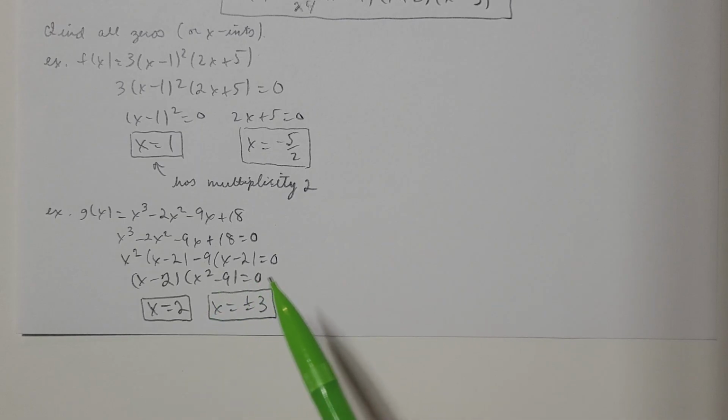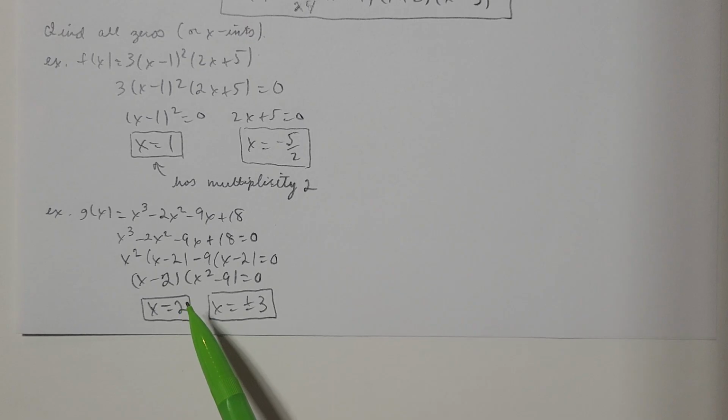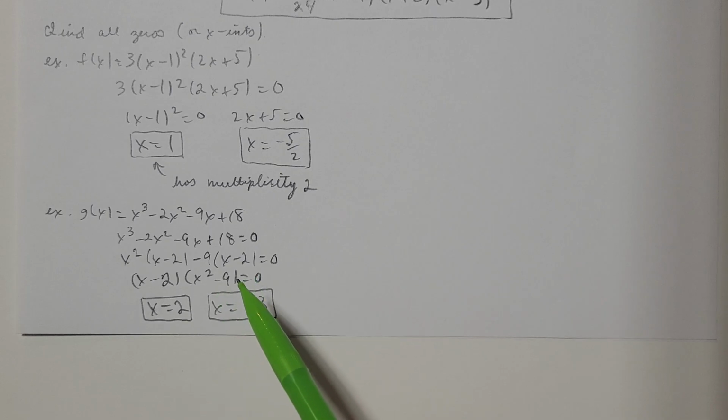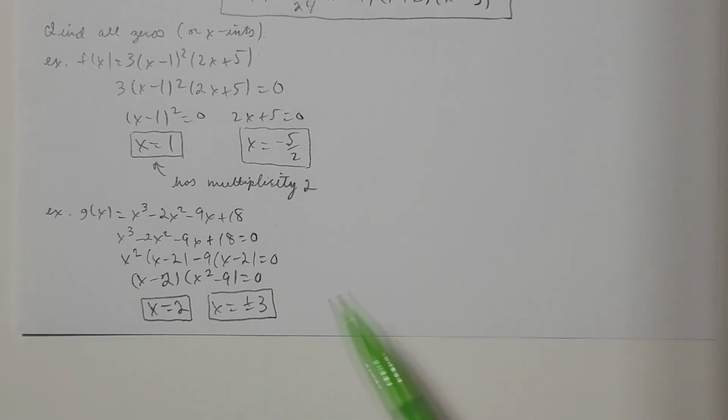Okay, when I set each of those equal to 0, x is 2, or x squared equals 9 means that x is plus or minus 3. Don't forget about the plus or minus there. Okay, so I've got 3 zeros. They are 2, 3, and negative 3.